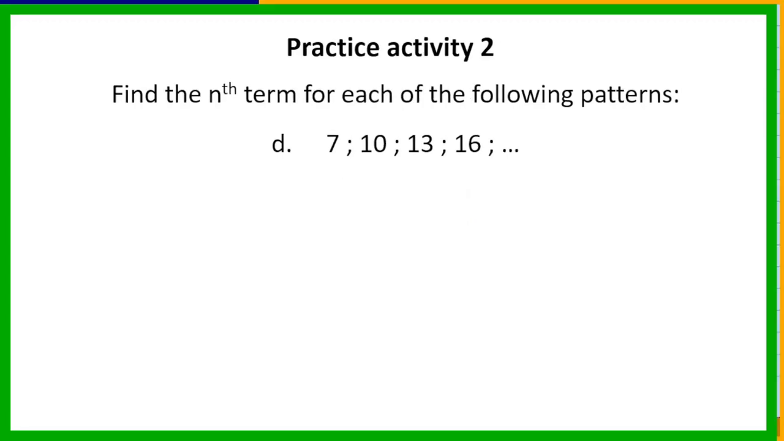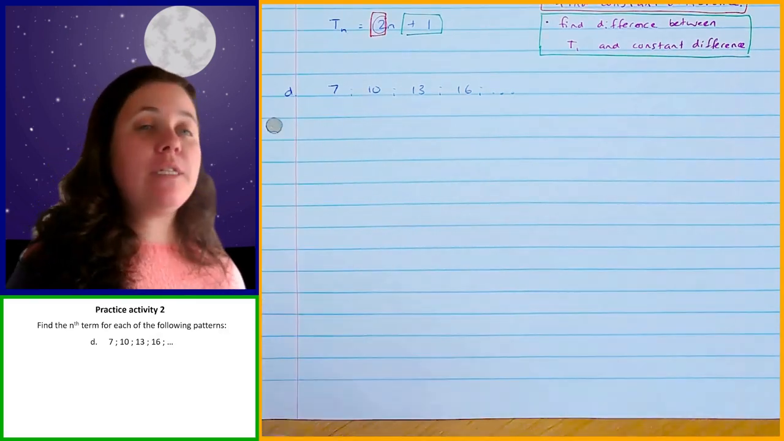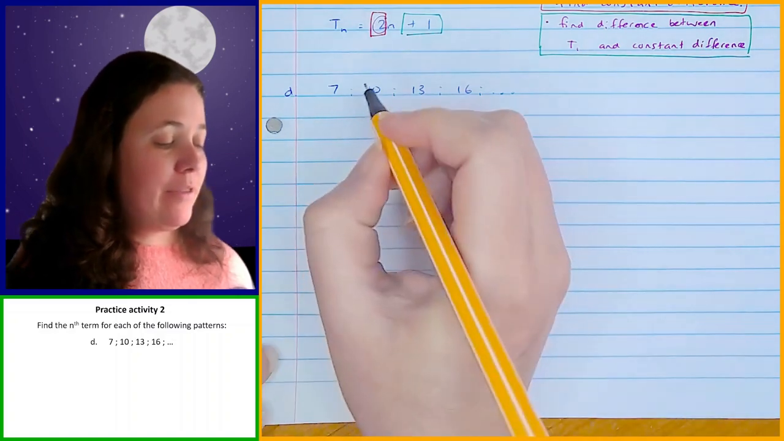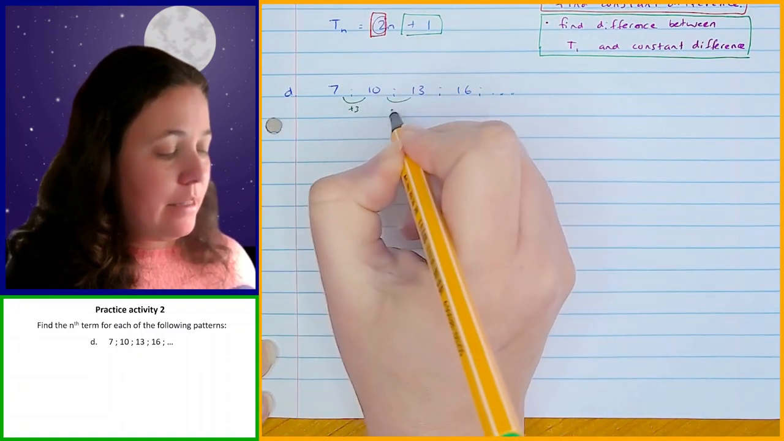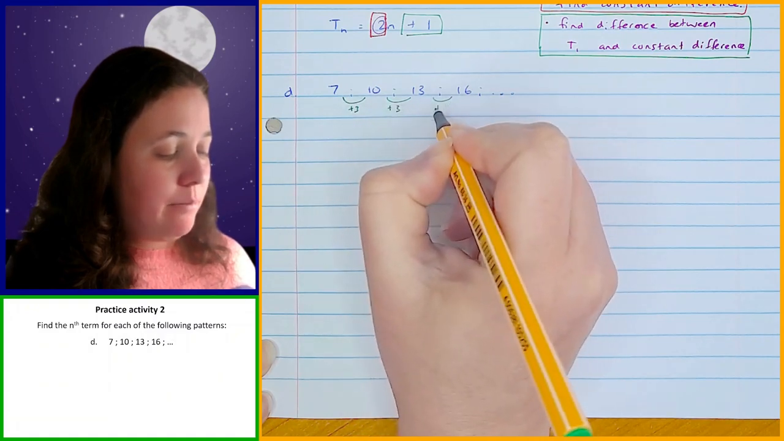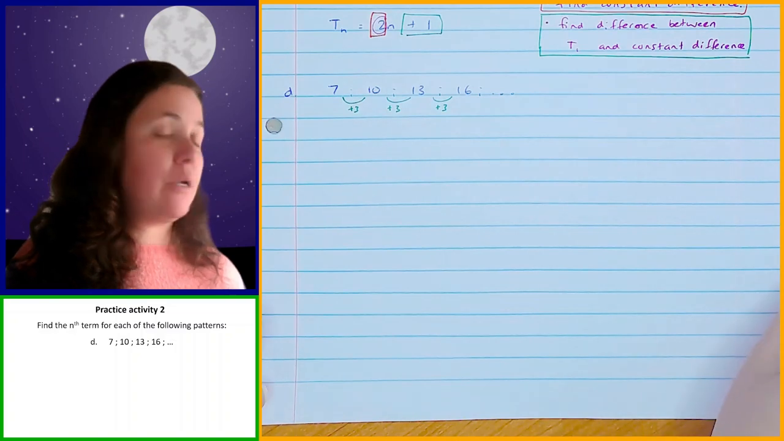Okay, so let's go through that one. In this example, we had 7, 10, 13, 16. The first thing I'm going to do is see if there is a constant difference. Here I'm going plus 3, then plus 3, and plus 3. So yes, I do have a constant difference, and that constant difference is plus 3.